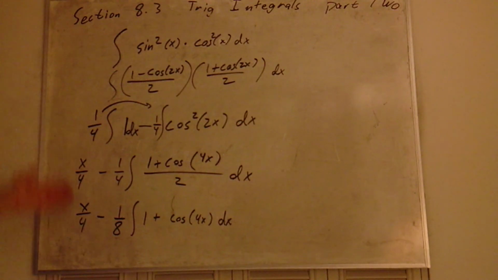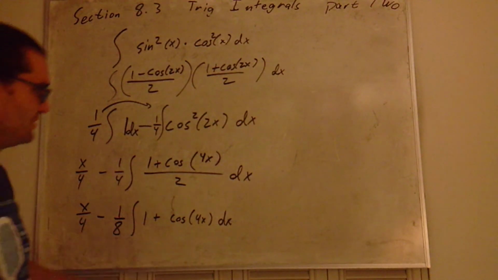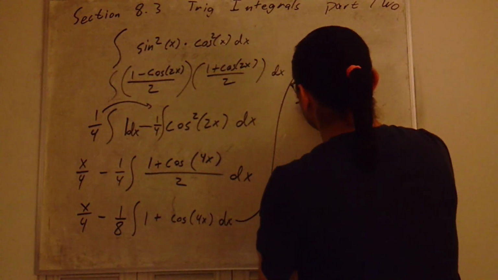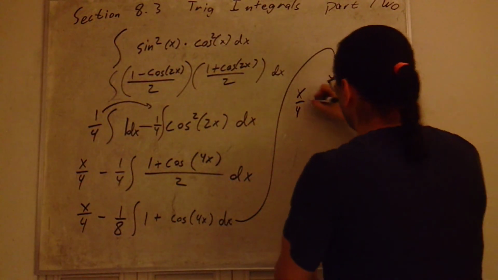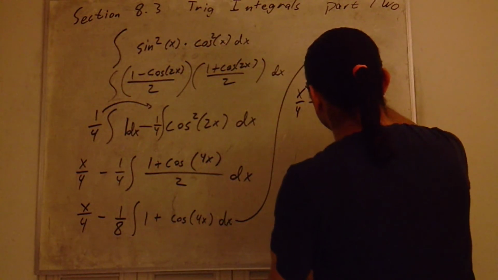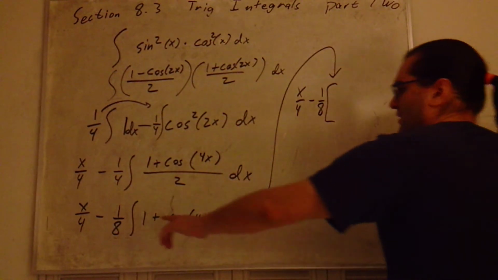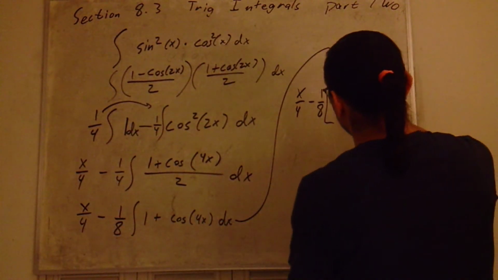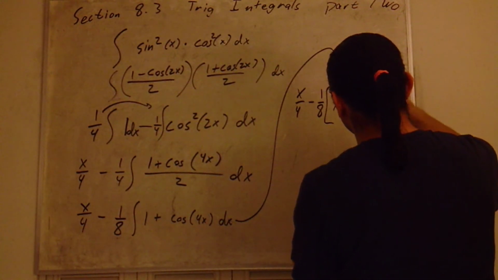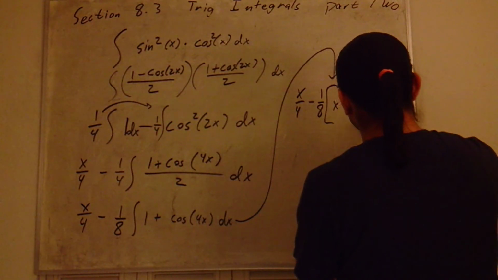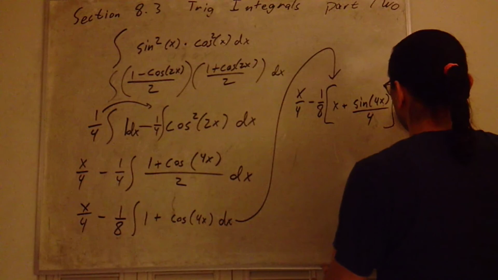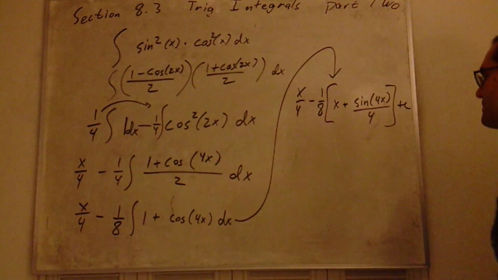Which took some getting to, but now that we're there, it's pretty doable. I'm going to see if I can squeeze it in over here. Still have the x over 4, that part's not going anywhere. I'll do minus 1/8 and then start a big bracket. The integral of 1 is just x. The integral of cosine is sine of 4x. But because of that linear substitution, I need to divide by 4. And that'll add a c at the end.